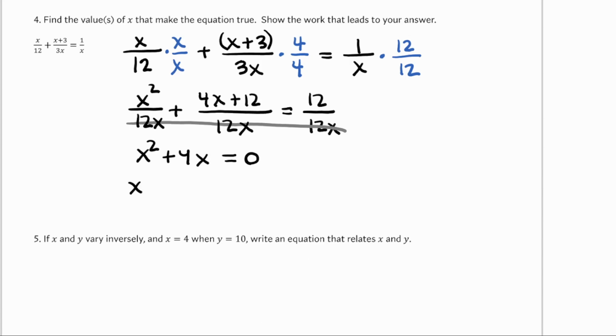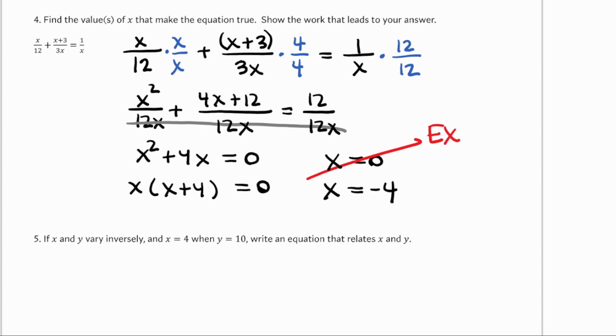And then I can factor this and get x times x plus 4 equaling 0, and get either x is equal to 0 or x plus 4 is equal to 0, which would be where x is negative 4, and I have to go back and check for possible extraneous solutions. And when I'm plugging in x equals negative 4, no problem there, I'm not ever dividing by 0, but if I use x equals 0, that is going to cause me to divide by 0, and I'm going to say that's extraneous.